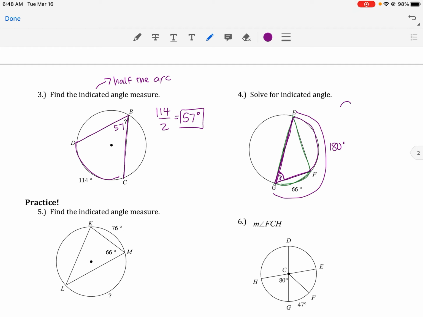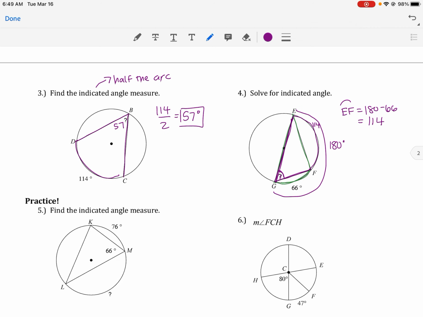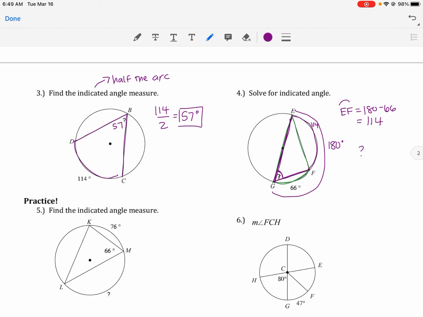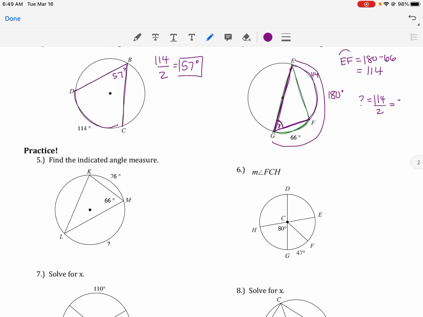So to find arc EF, I could simply take 180 and subtract 66. So I end up with 114 degrees. So this arc over here is also 114 degrees. To find this central angle, I'm going to take my 114 degrees, and I'm going to divide by 2. So we end up with 57 again.